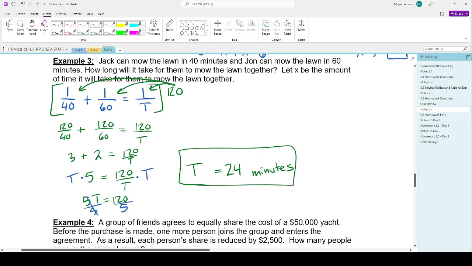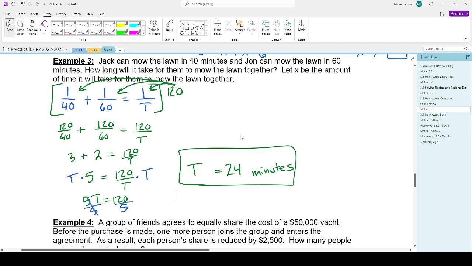So anytime you're given rates of how people do these types of work problems, this is the setup you do. 1 over the rate it takes plus 1 over the rate equals 1 over the time together. Now I say rate, right? But even though it's time, that's just like my rate of how long it takes to complete one job. So that's why we can say rate. So that was probably one of our easier ones.